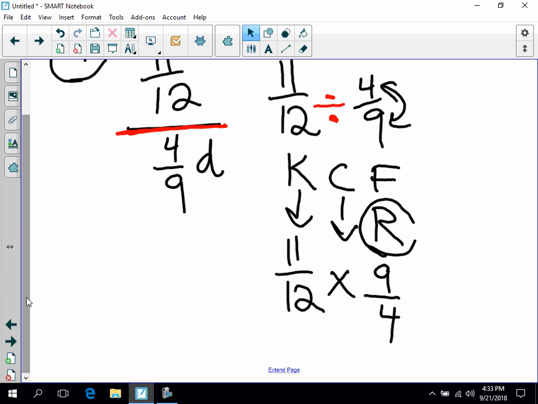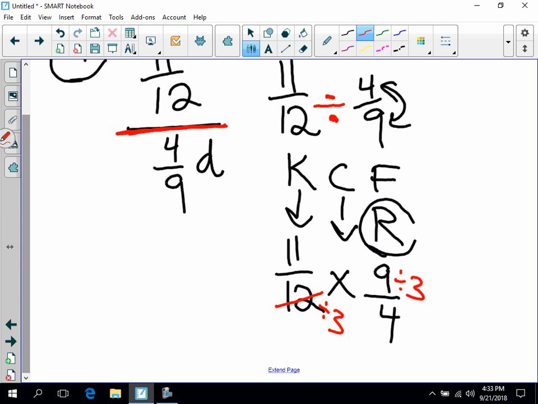And then I need to see if I can reduce diagonally. So I can take 12 and divide it by 3, and I can take 9 and divide it by 3. And 9 divided by 3 is 3. And 12 divided by 3 is 4. And I'm going to circle my new numbers. And then I'm going to compare 4 to 3. Can I reduce 4 and 3 any further? And the answer to that is no. 4 and 3 cannot be divided by the same number.